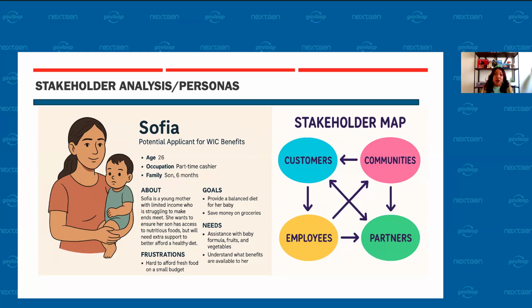So this is, for instance, Sophia, she may be a potential applicant, average age, kid age, what are some things going on with Sophia. She wants to make sure she has the access, but she may not have a lot of support. She can't afford food because inflation is kind of hard and high right now. She wants her baby to be healthy, but she needs assistance. She feels like she's going online and chasing her tail and she can't figure out how to get to the benefits. So that's an example of a persona.